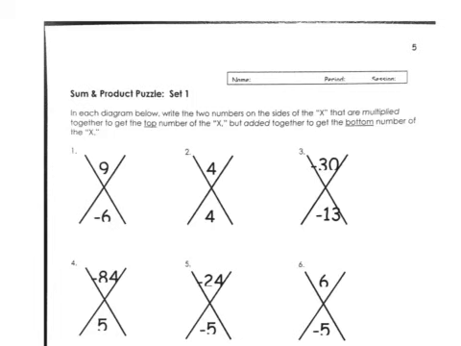So we should be on Sum and Product Puzzle Set 1. If you read the directions, it says in each diagram below, write the two numbers on the sides of the x that are multiplied together to get the top number. In this case, it's going to be 9 on question 1. But added together to get the bottom number, in this case, is going to be negative 6.